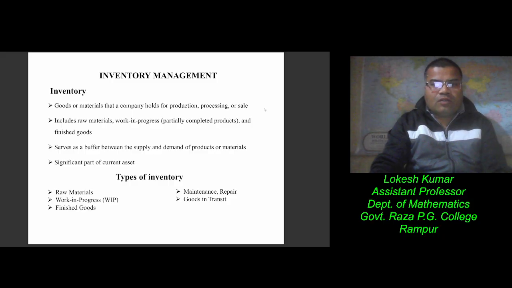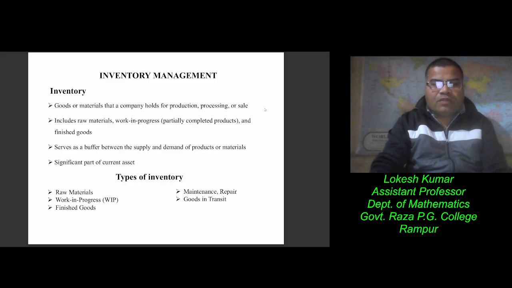Inventory management. What is inventory? Inventory refers to the goods or material that a company holds for production, processing, or sale. It includes raw materials, work in progress or partially completed products, and finished goods. It serves as a buffer between the supply and demand of products or material. It is a significant part of the current asset of the company.